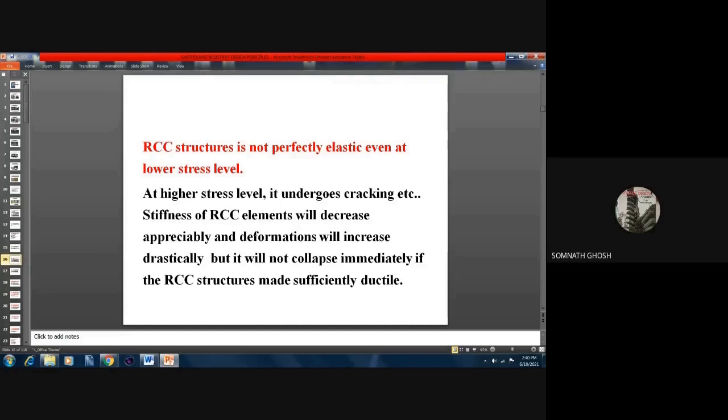At higher stress level, it undergoes cracking, etc. Stiffness of RCC elements will decrease appreciably, and deformation will increase drastically. But it will not collapse immediately if the RCC structure is made sufficiently ductile. I just now told you.